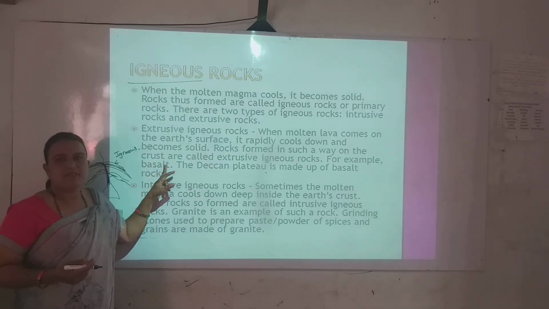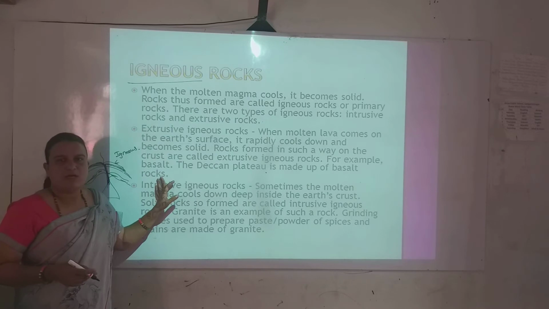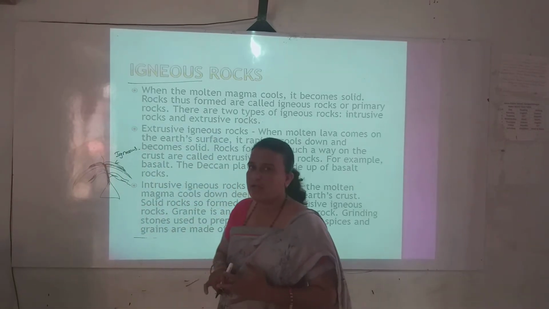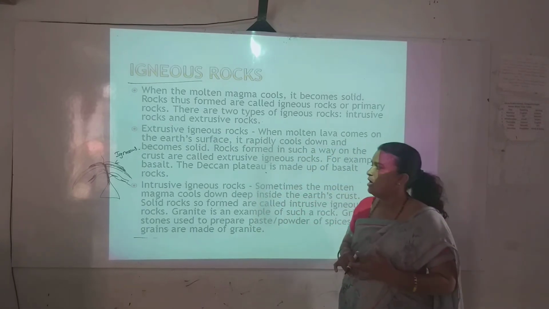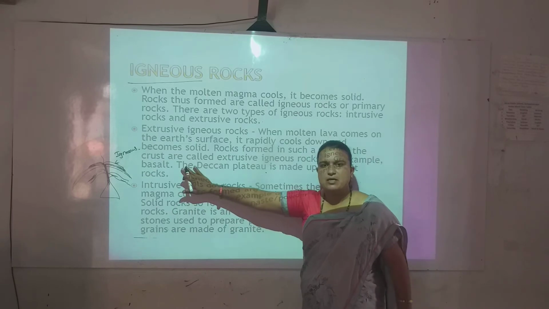For example, basalt. The Deccan Plateau is made up of basalt rock. We are living on the Deccan Plateau, and the Deccan Plateau is formed from basalt rock, and basalt is one type of igneous rock.